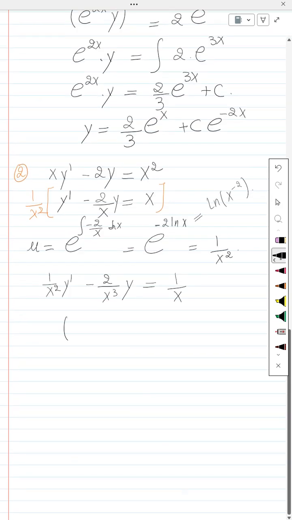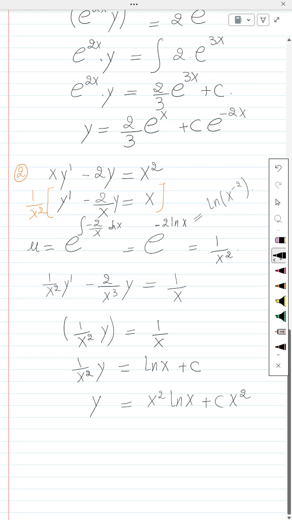So right here we have the derivative of the product of two functions. It's going to be 1 over x squared times y, all prime, equal to 1 over x. By integrating both sides, we're going to get 1 over x squared y is going to be ln x plus c. Multiplying by x squared, y is equal to x squared ln x plus c x squared, and this is a general solution to our problem.